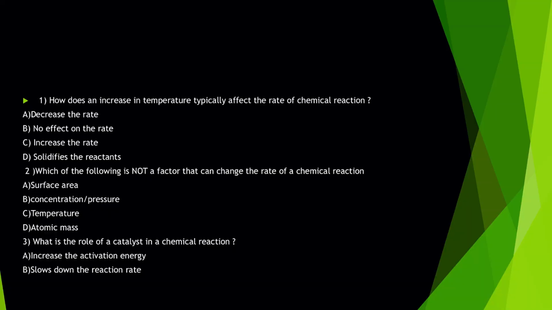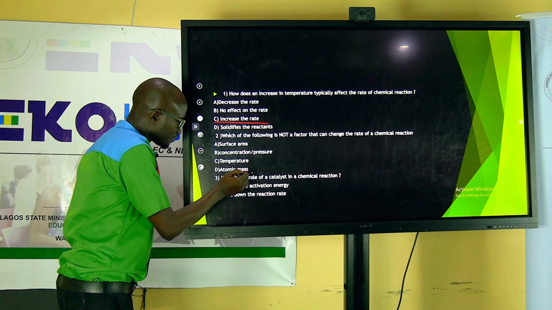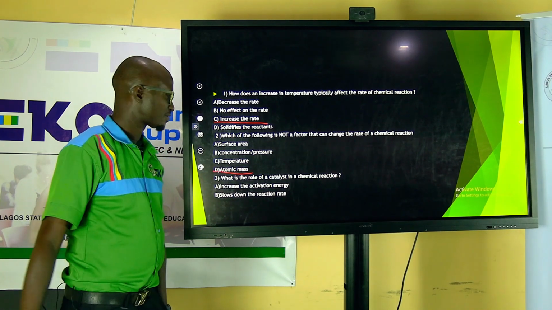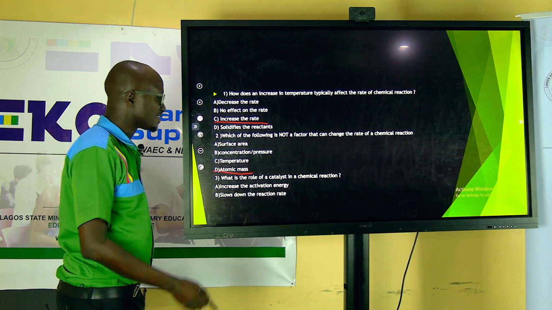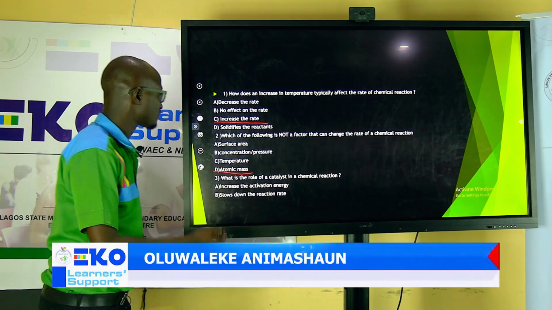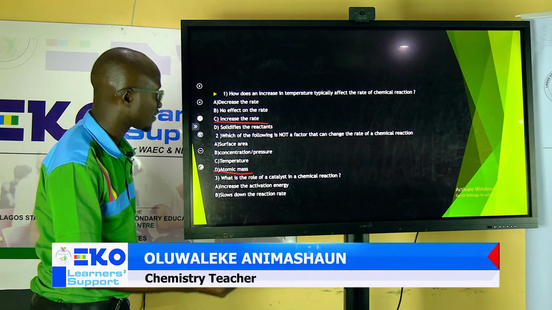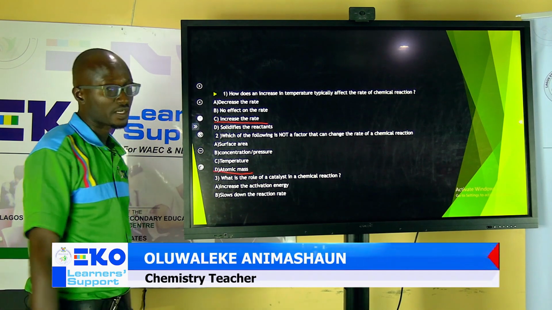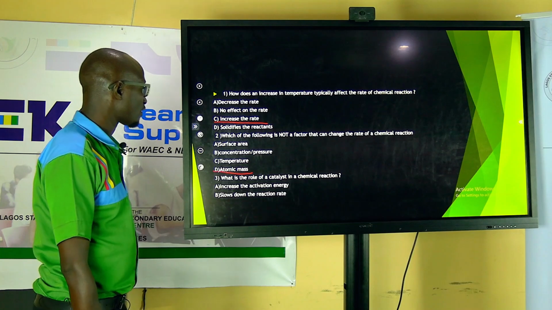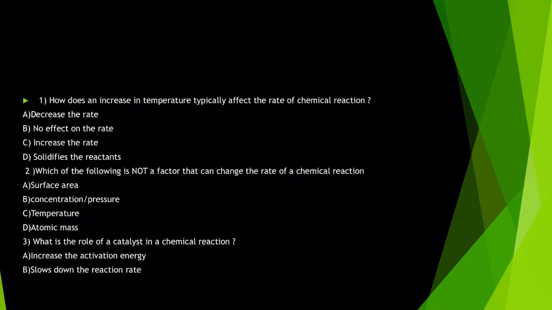The second question: which of the following is not a factor that can change the rate of a chemical reaction? Very good. The answer is atomic mass. We all got it. It is the odd one out. Surface area, concentration, pressure, temperature, they're all factors that affect the rate of a chemical reaction. But atomic mass is not there. Number 3: what is the role of a catalyst in a chemical reaction?